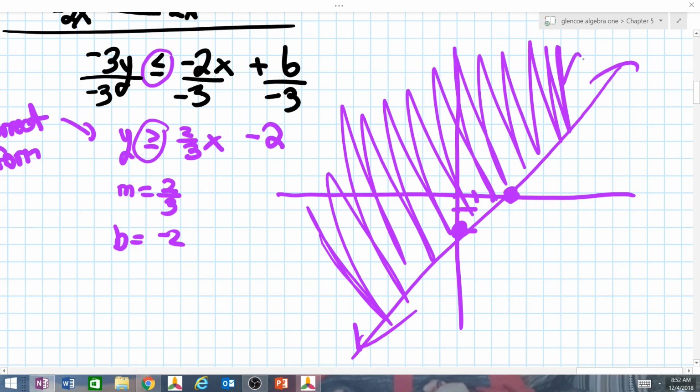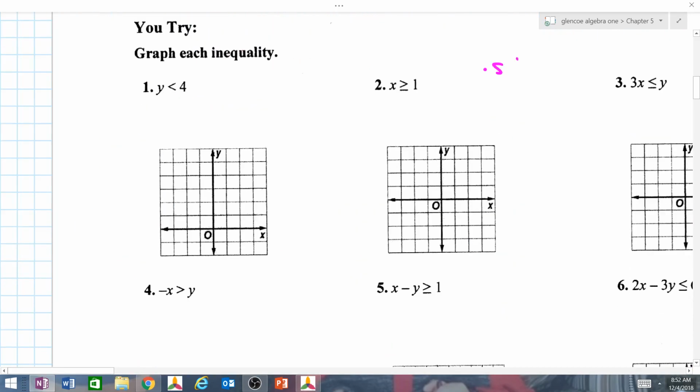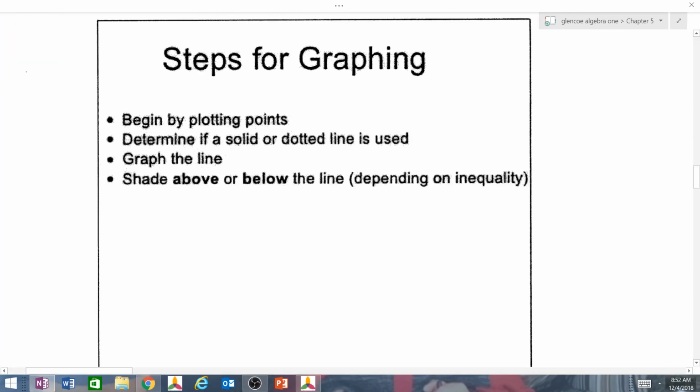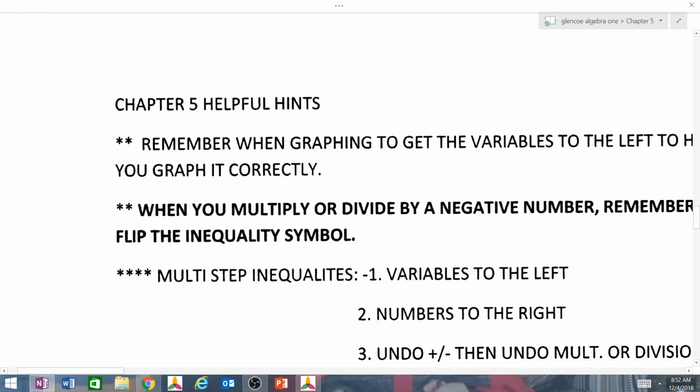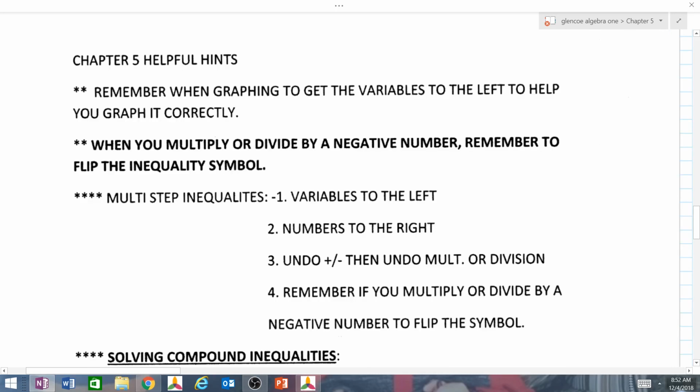All right, I want to draw attention to one last page. I'm wondering if this got in your notes or not. I'm not sure. Yes, it did. Okay, Chapter 5, Helpful Hints to Remember, from Mrs. Urso, because she loves you.